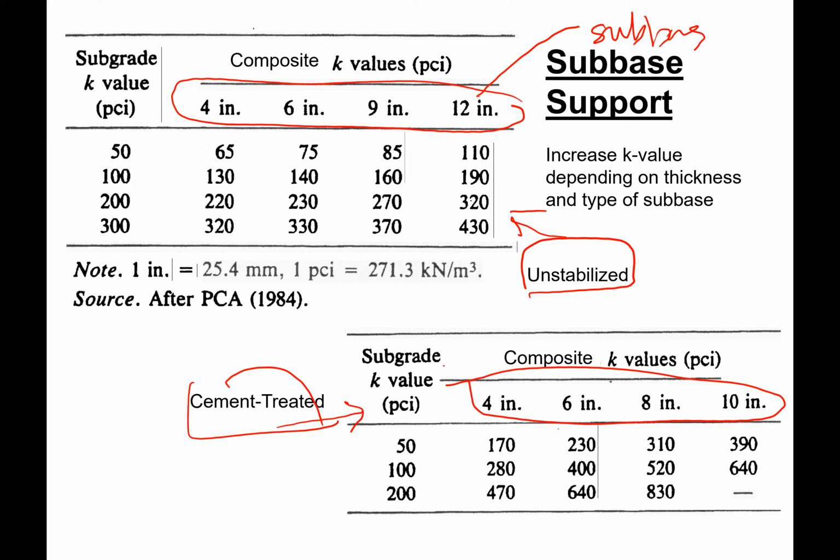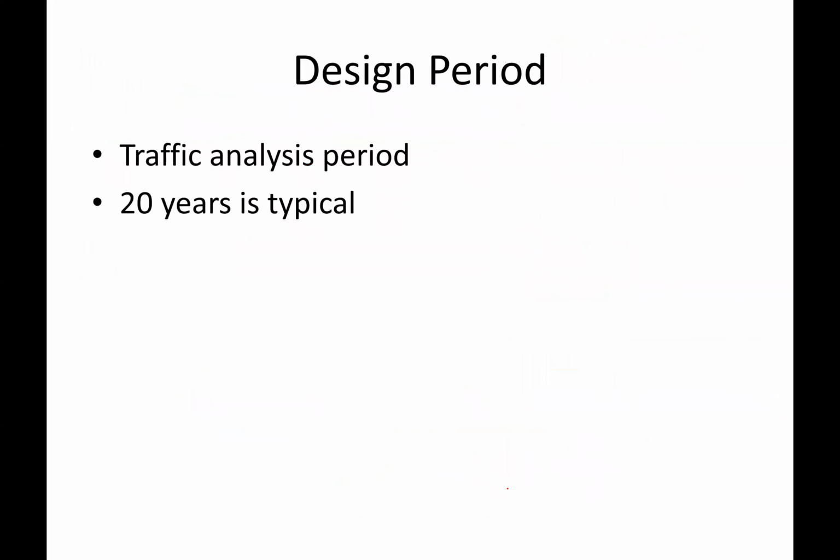Let's say the K value for the subgrade is 50, but on top of that you have a 6 inches unstabilized subbase. Therefore, the K value that you're going to use for your design is increased slightly up to 75. For example, if you have a subgrade with a K value of 100, but on top of that you have a 4 inches cement treated subbase, the K value that you're going to use for your design would be 280. That's how the subbase affects the subgrade design.